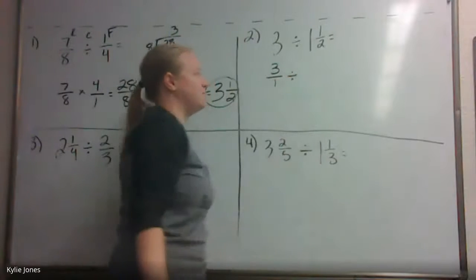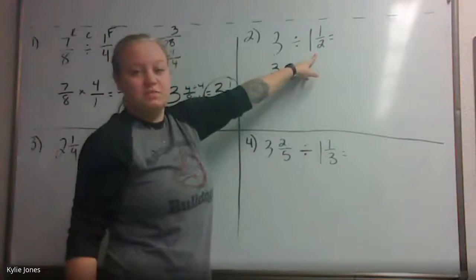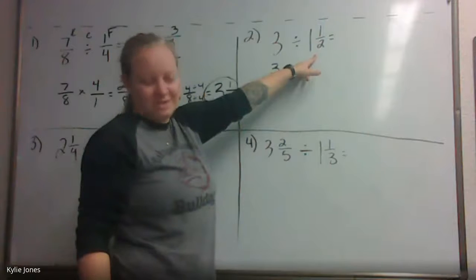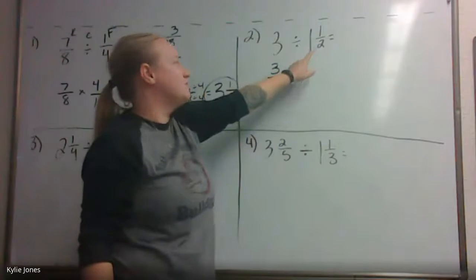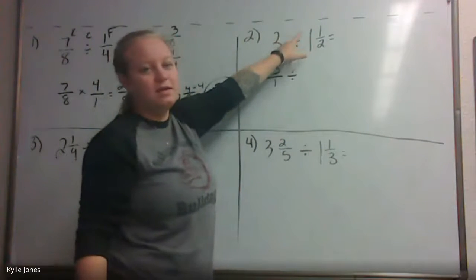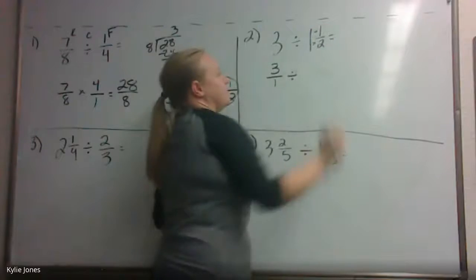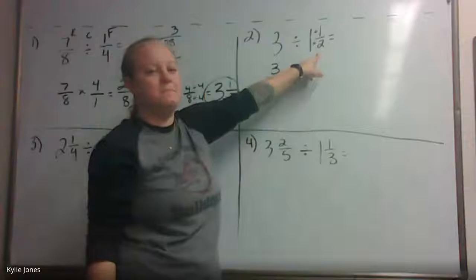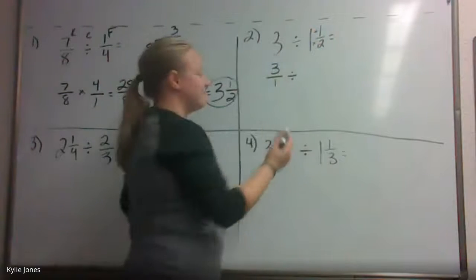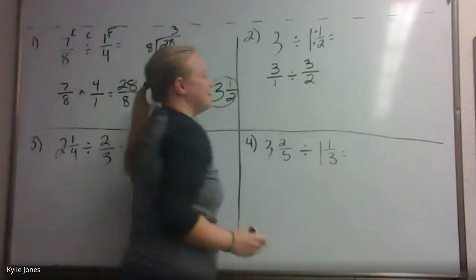That needs to get divided by, we need to change this mixed number to an improper fraction. So we take our whole number 1, multiply it by our 2, and then we add the top. So what's 1 times 2? 2. 2 plus 1 is 3. And then we keep our denominator the same.